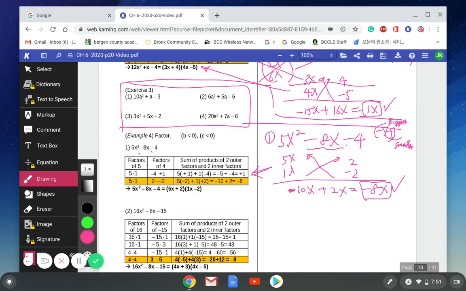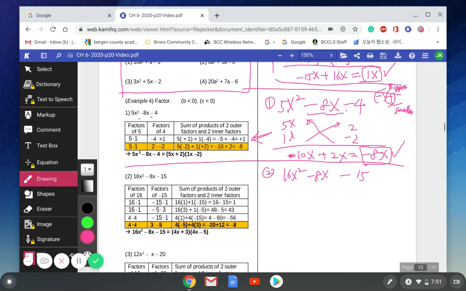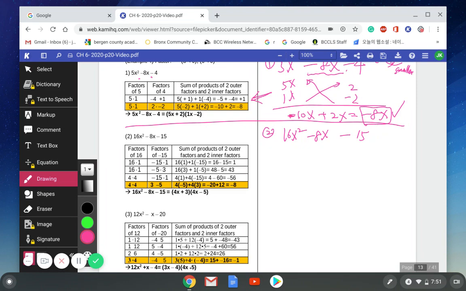Now the next question is 16x squared minus 8x minus 15. So 16x squared minus 8x minus 15. When you try this, I am trying with a 4x, with a 4x, with a 3 and 5 makes a 15, but bigger, not bigger. I will try with a positive 3 and negative 5.